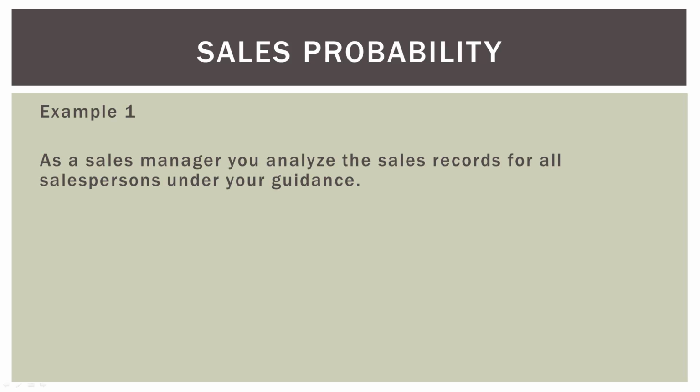So here's our example. You are a sales manager. And of course, as the sales manager, you analyze the sales records for all salespersons under your guidance. So you look at how many sales calls each person makes. You look at how many successful sales they make, how many closes they make relative to their calls. And you look at their productivity, how many calls they make per day, and things of that nature. So right now, you're going to be looking at two individuals on your sales floor.